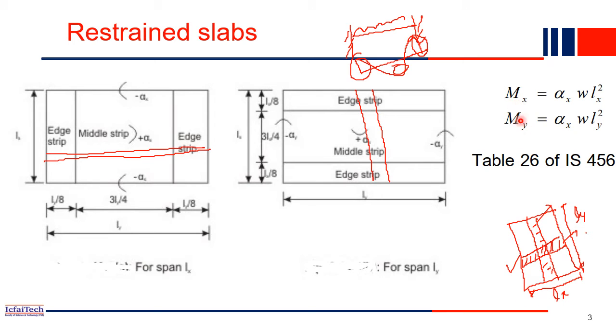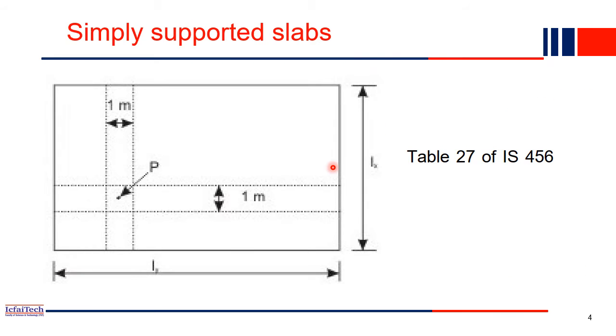And so the maximum bending moment generated in each strip we can get from Table 26 of IS 456, where the alpha x values are given depending on different Ly by Lx values. We have to consider those alpha x values. The next case is for the simply supported slab, which you will get in Table 27. Table 26 is for the restrained slabs, whereas Table 27 is for the simply supported case.